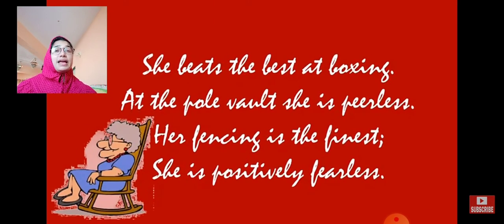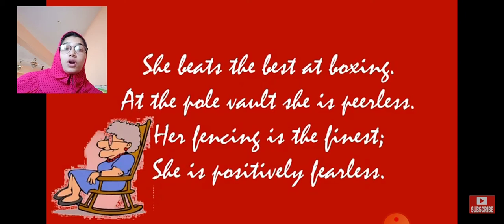She beats the best at boxing. At the pole vault, she's fearless. Her fencing is the finest. She is positively fearless. So here she said that she beats the best at boxing. So at boxing, she beats the best of the players. Beats means she makes them lose. She beats them down, beats the best at boxing. The one who is considered the best in boxing, she beats. She wins against them.